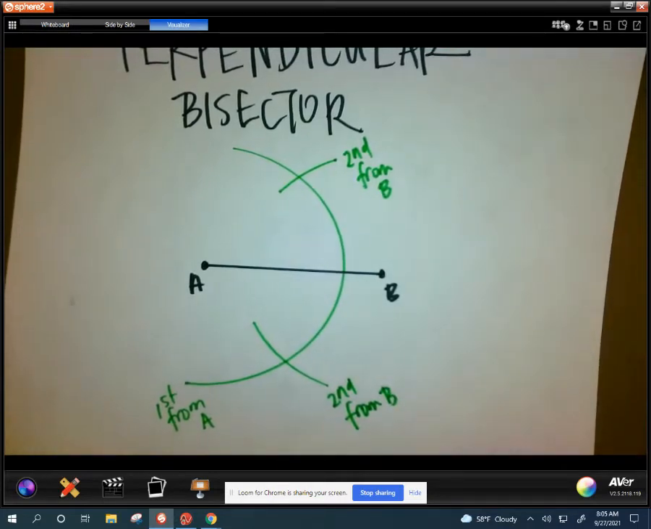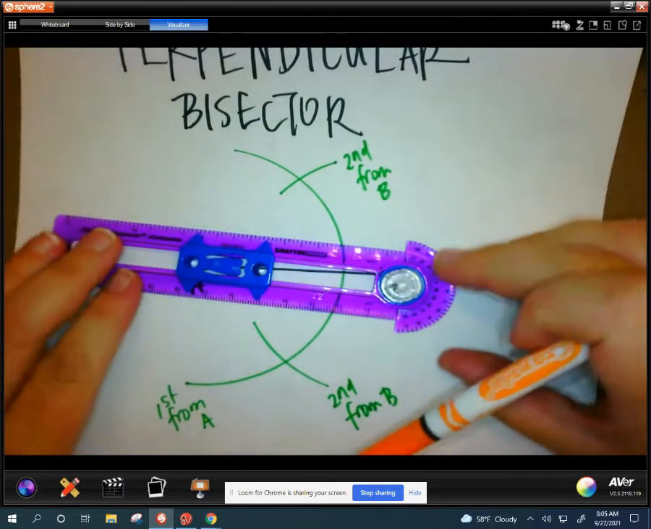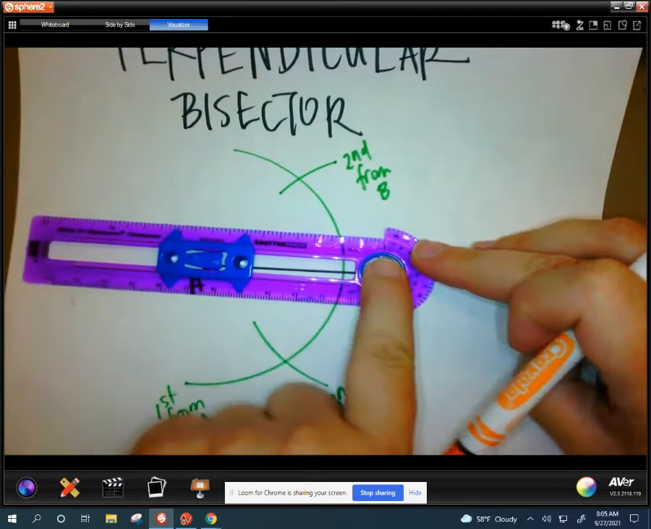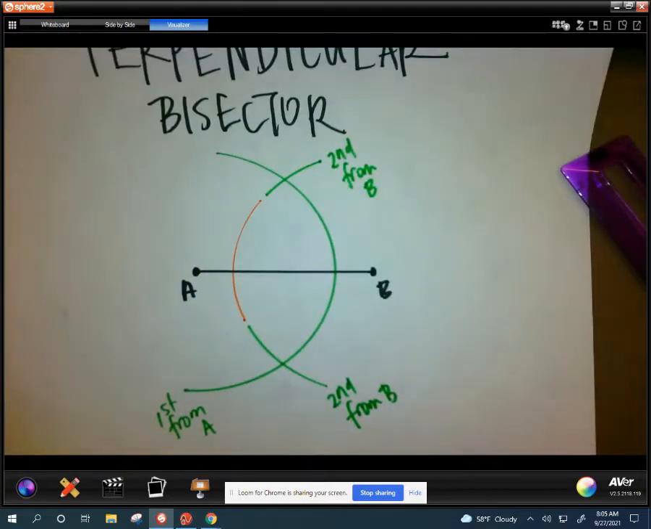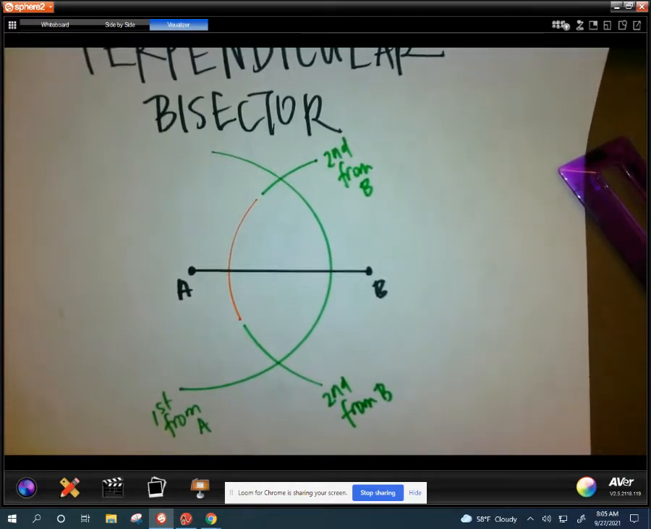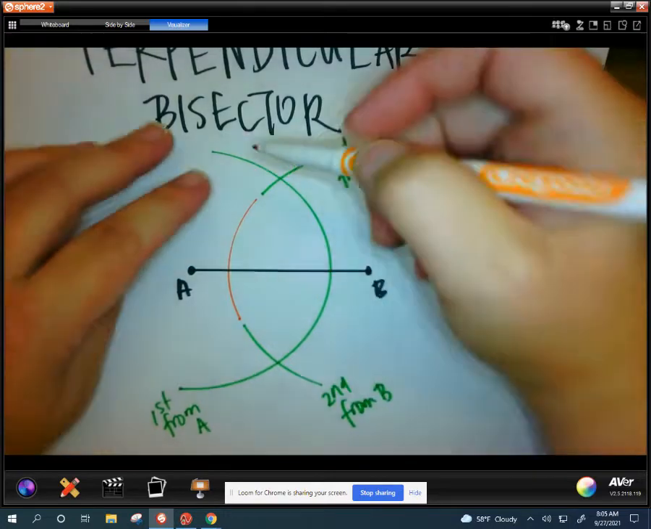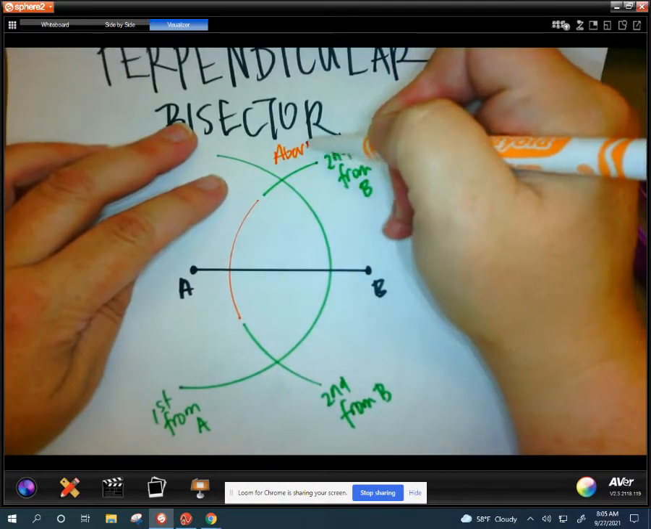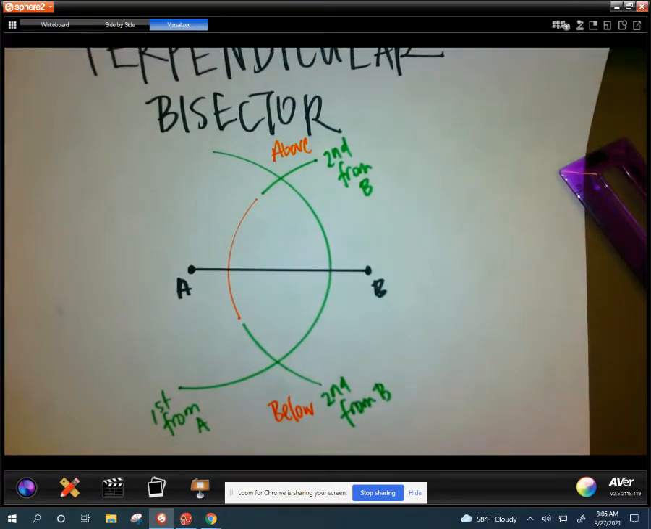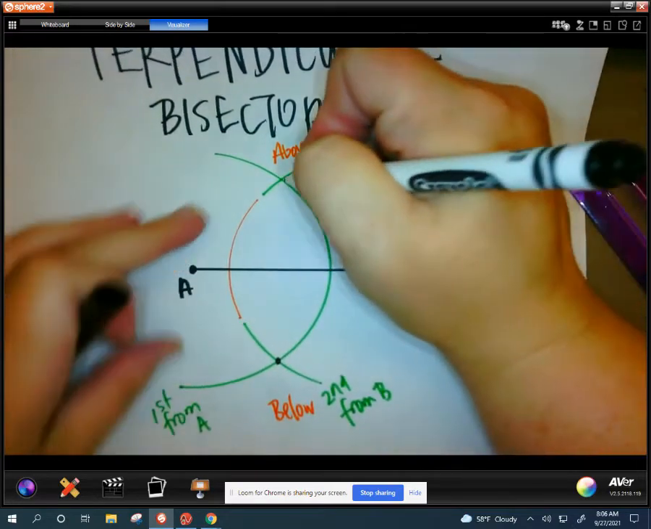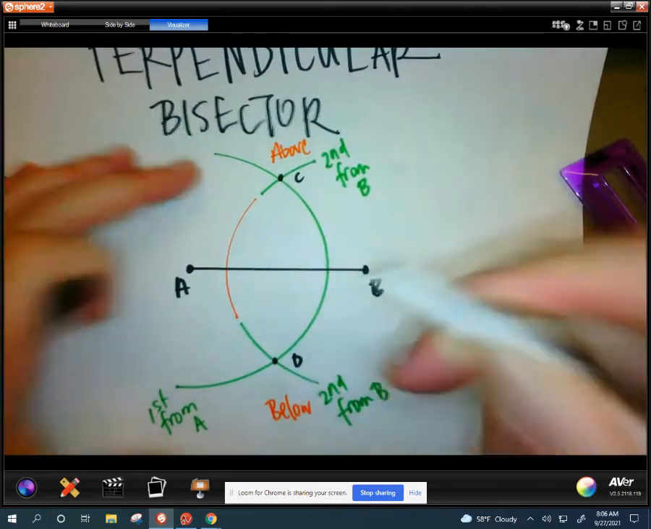I'm going to go ahead and just quickly use another color to show you what it looks like if I had used the complete arc. So, there you go. It kind of looks like a fish, like a peace fish or a football. I kind of do an arm motion above and below. So this is above, this is below. And essentially what we've created is two new points. Here's C, here's D, I'm just going to call them.